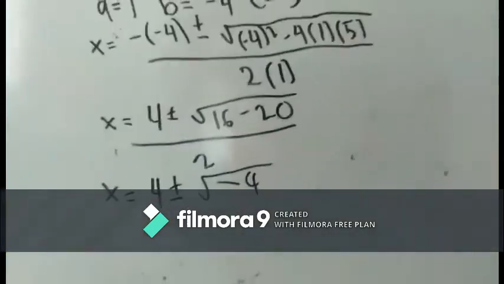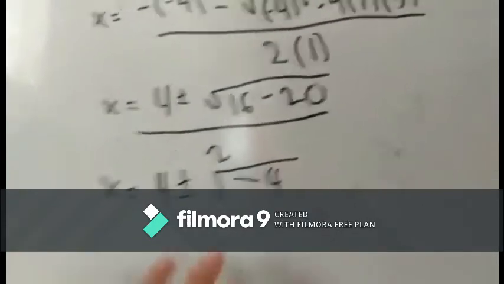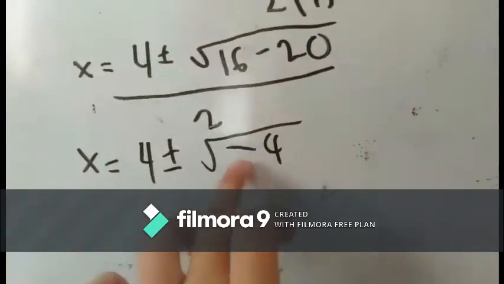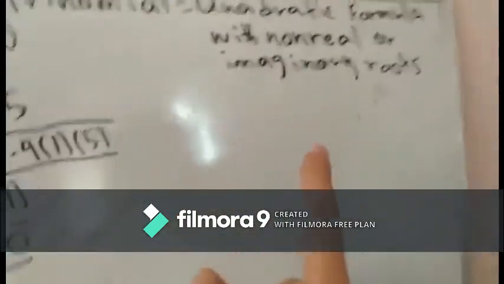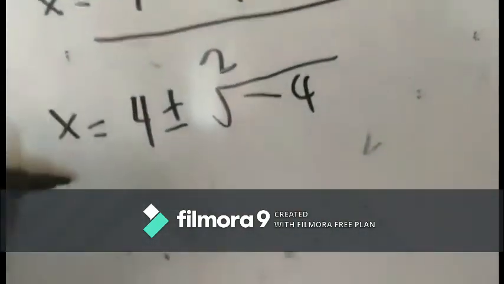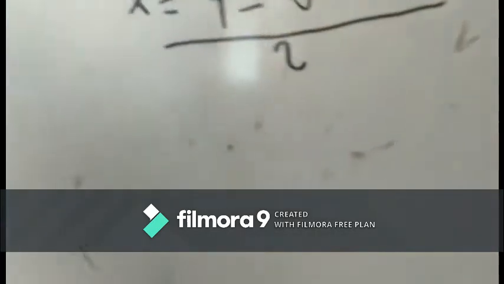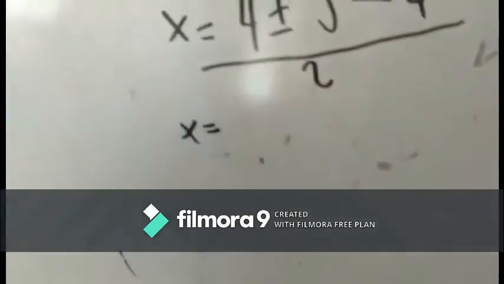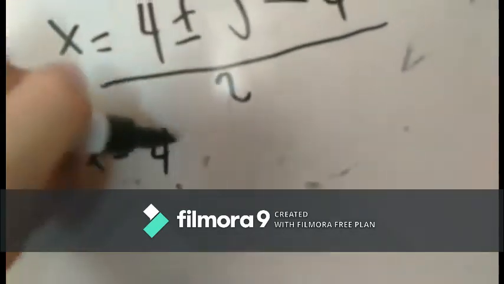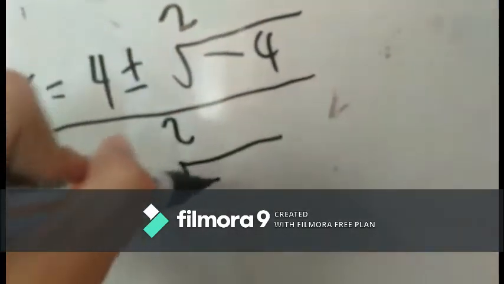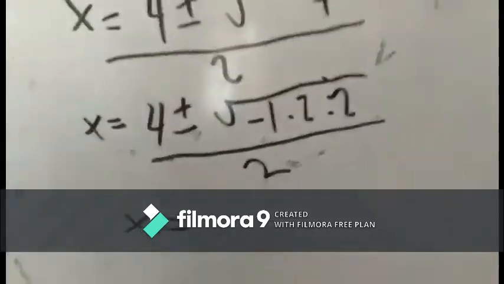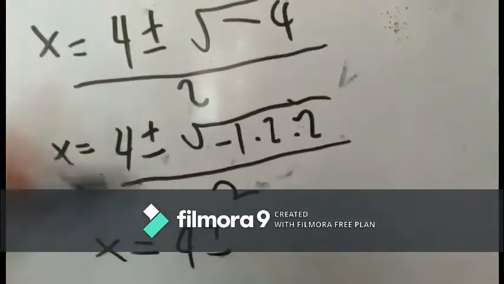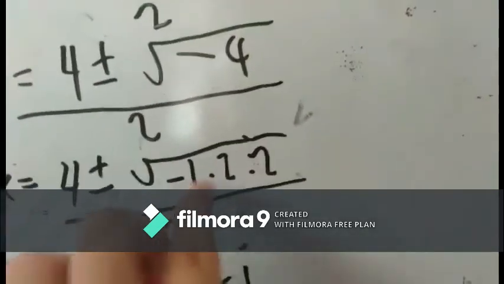And then it will become 4 plus minus the square root of negative 4. As you know, if you use a radical, the answer inside should always be positive, but here it is negative. So what we will do is make it positive, so we will use the imaginary or non-real roots. So it will become over 2, x equals 4, and then the square root of negative 1 times 2, because 2 times 2 equals 4, over 2. Then x equals 4 plus minus 2i, because the square root of negative 1 is equivalent to i.